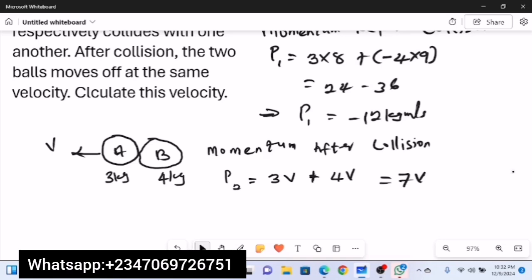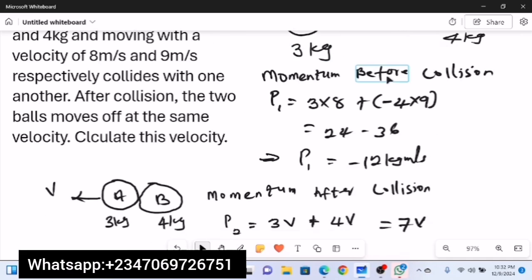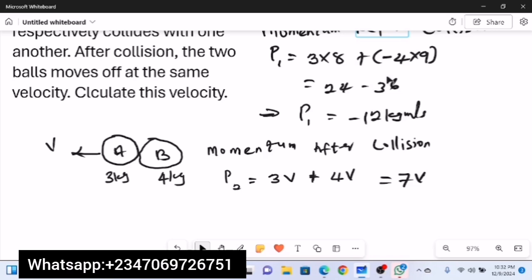Now I want you to keep something in mind. If you observe, when we consider before collision, ball B was moving to the left. For that reason, we consider it to be negative because it is opposite the direction of A, which is moving to the right. Now, since ball B has a higher mass than ball A, the two objects now move to the left altogether. So since these two objects are moving to the left, we are also going to be considering the left to be negative. So it's more like saying negative 3V, negative 4V. That gives us negative 7V. So we should be attaching a negative sign here.